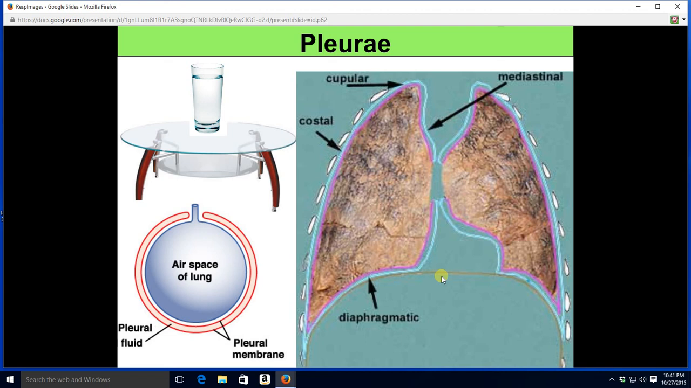And what that does is it lengthens the lungs. So the movement of the diaphragm yields the enlargement, the increasing of the volume of the lungs.